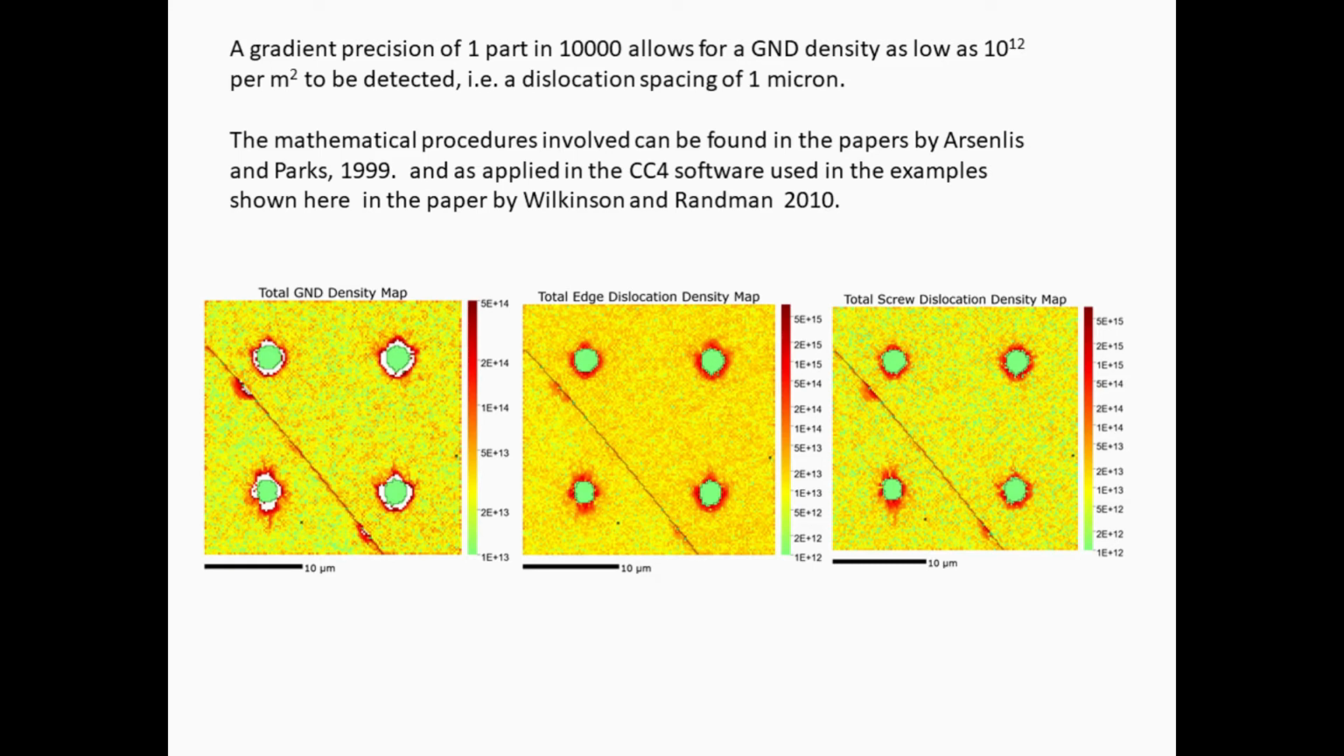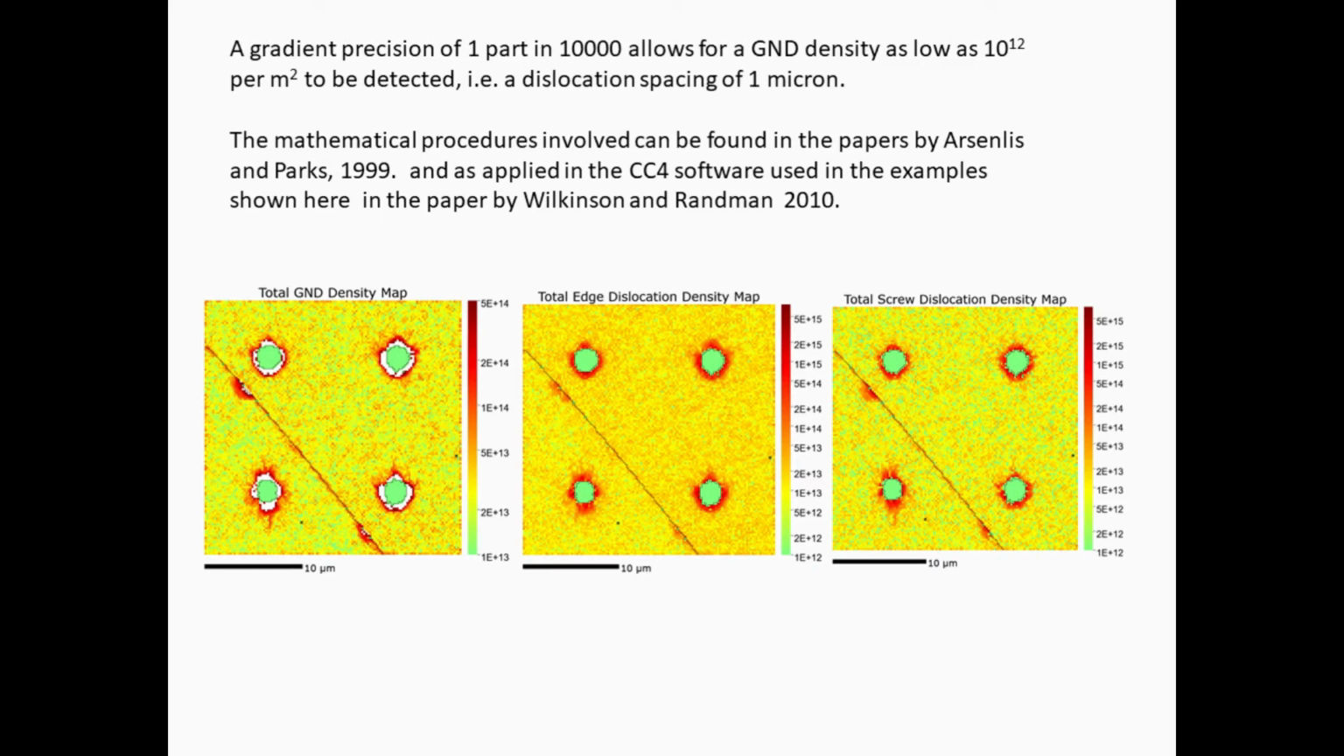And of course, you expect this dislocation density to be greater at the boundaries, and we're looking at the total density there, the edge contribution and the edge contribution there. And you can look at the densities of the individual dislocation types as well.